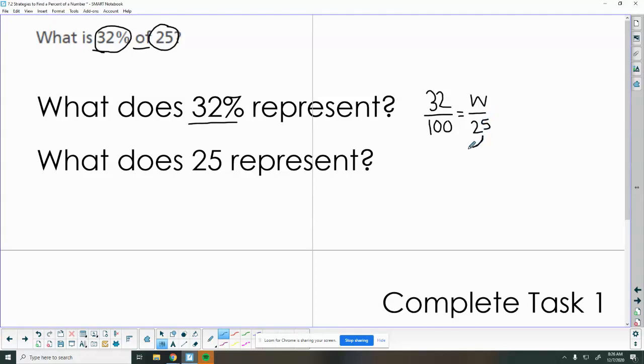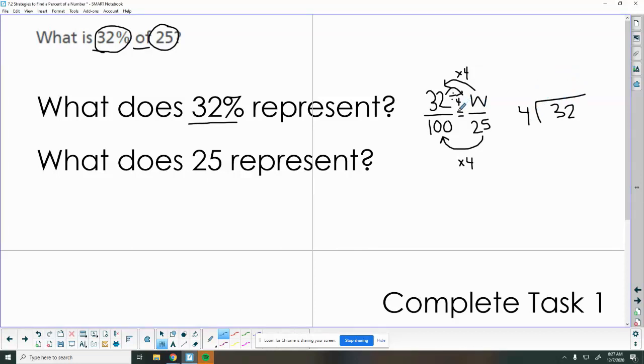I can see, to get from 25 to 100, thinking quarters, we can multiply by 4. So we need to do the same thing on the top here. So what times 4 is 32? Or we can go backwards and we can divide by 4. So we can do 32 divided by 4 will equal what? And that will tell us this problem here.